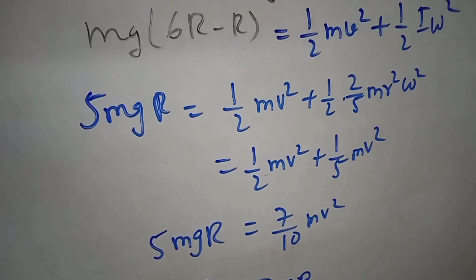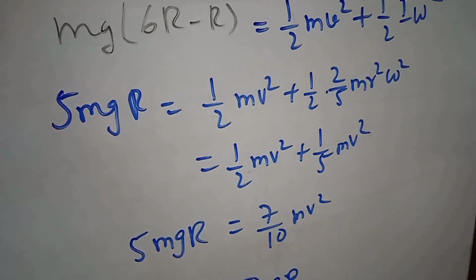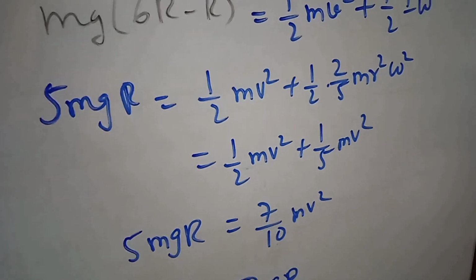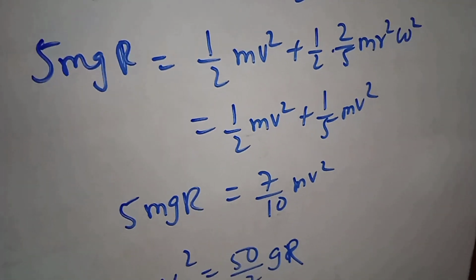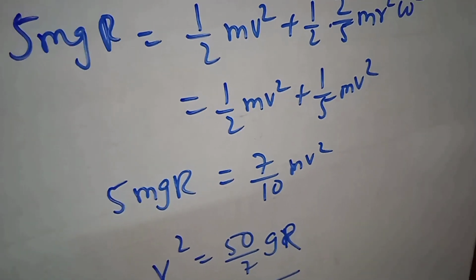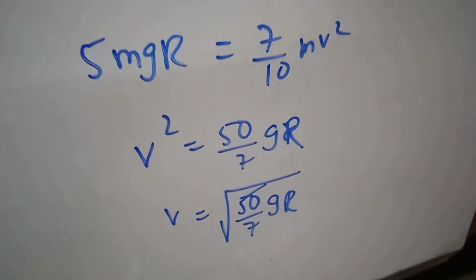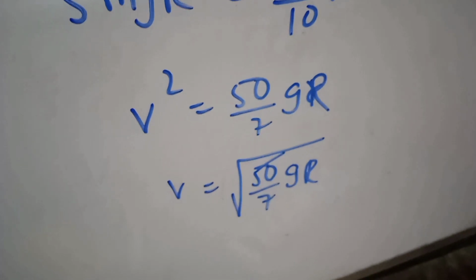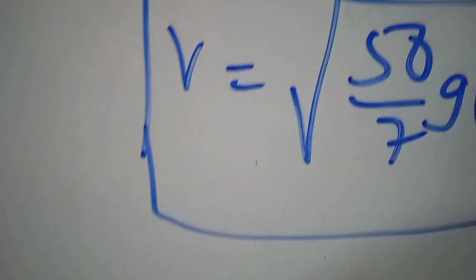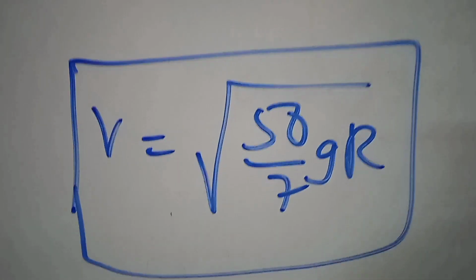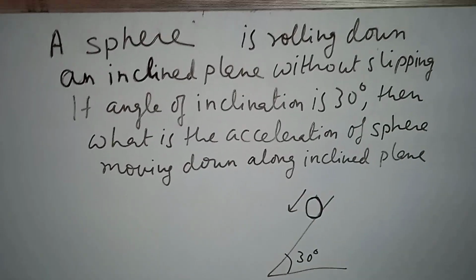So again, 5 mgr equals half mv square plus half into 2/5 mr square omega square, equals half mv square plus 1/5 mv square. So 5 mgr equals 7 by 10 mv square. So v square equals 50 by 7 into gr. V equal to root under 50 by 7 gr. That is v equal to root under 50 by 7 gr. Thank you, students.